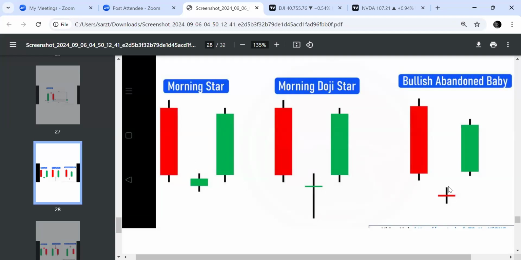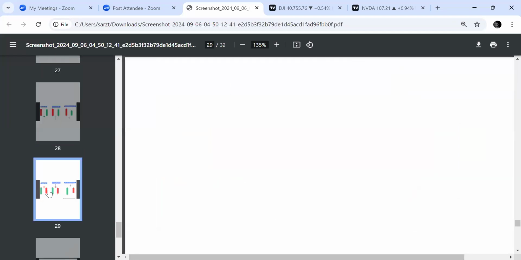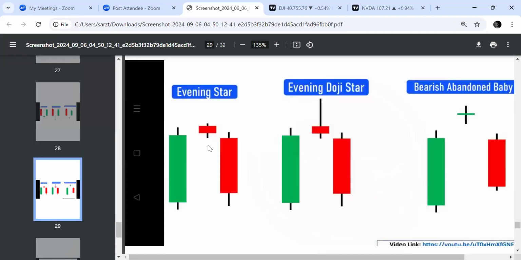And if the middle candle forms completely irrespective of the previous and next candles, then we call it an abandoned baby. The same with the evening star. In the evening star, if a spinning top forms, we call it simply an evening star. And instead, if a doji candle forms, we call it a doji star. If the middle candle doesn't have any connection with the other two candles, we call it an abandoned baby.